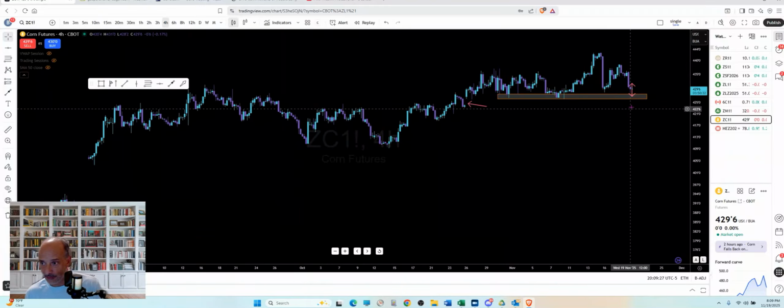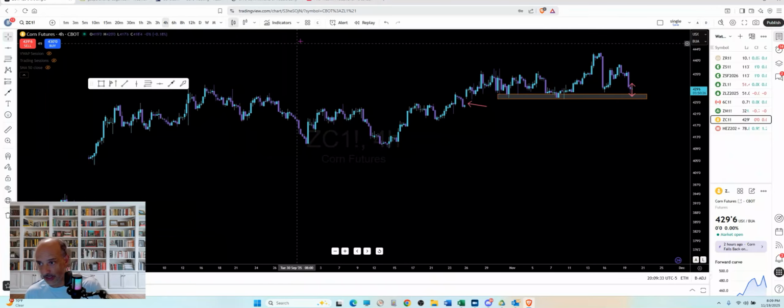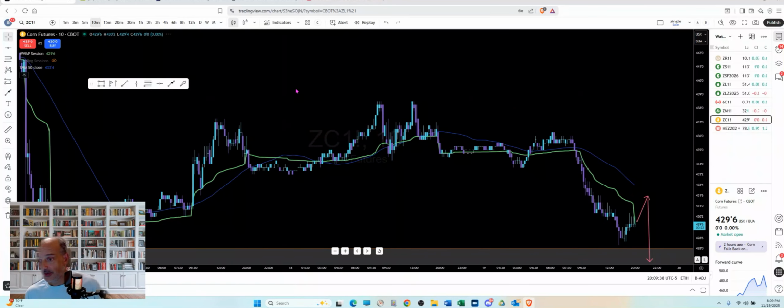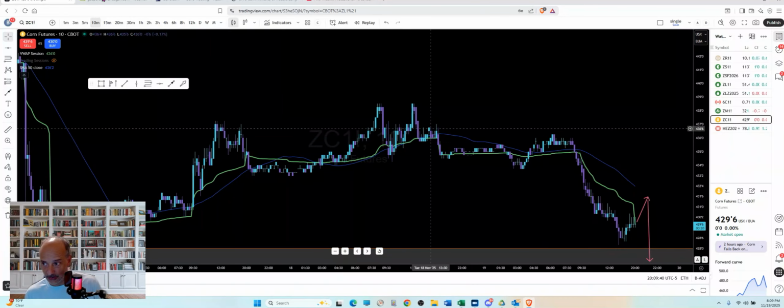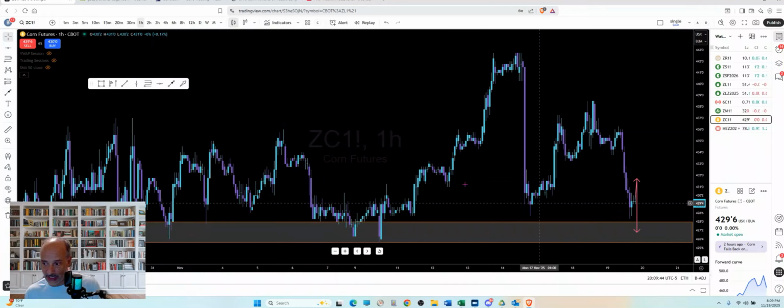But if it manages to go lower and take that out, then we've got a layer here and then further down in here. Okay. But in the very short term, I would say I'm still bearish in corn, but we'll just have to see once it gets deep into this box and then breaks through it, what it does with that gap that's sitting just below here. Okay.